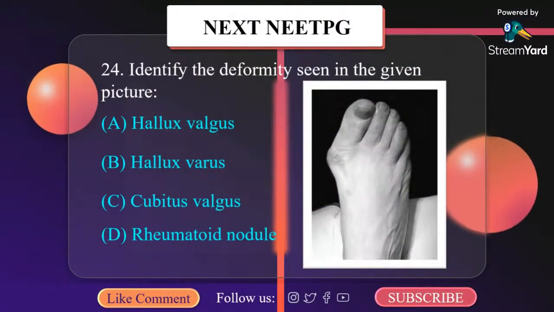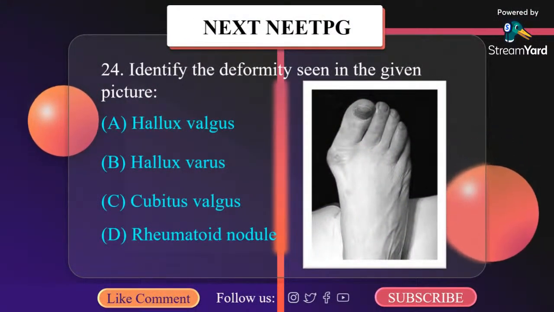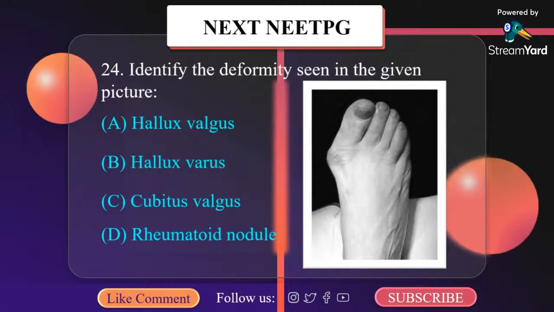Identify the deformity in the given picture. A, hallux valgus. B, hallux varus. C, cubitus valgus. D, rheumatoid nodule. It is hallux valgus.